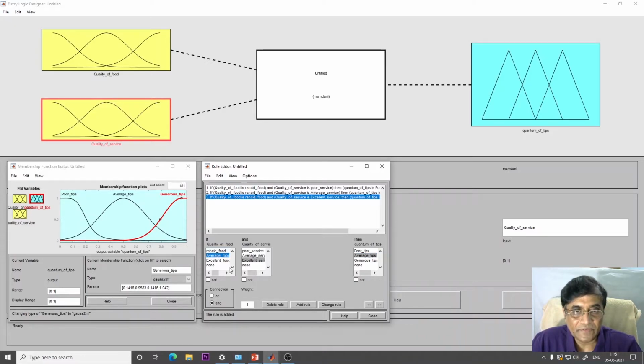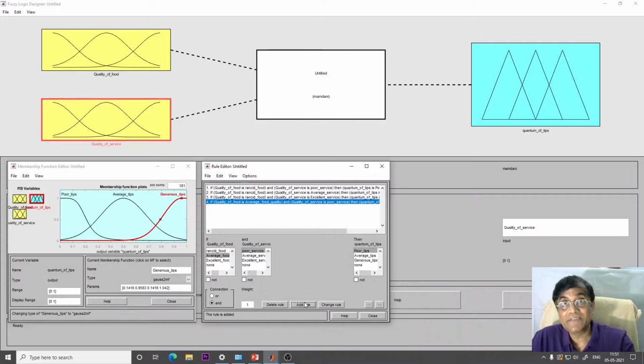Similarly, if the food is average, then you decide: if the food is average and the quality of service is poor, then the quantum of tips is, say, poor. See, this is very important, the way you are injecting knowledge, your wisdom, through if-then rules, fuzzy rules. And we are using the Mamdani approach because all these membership functions are general membership functions. So I am trying to put knowledge.